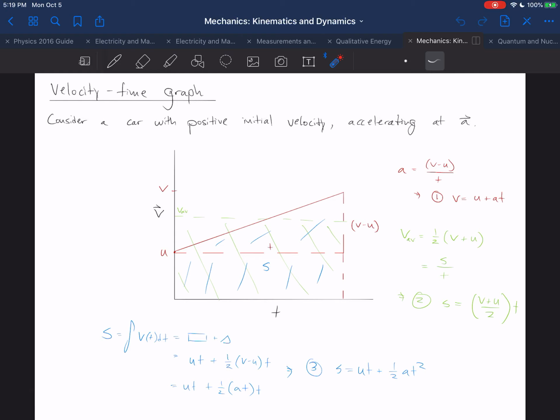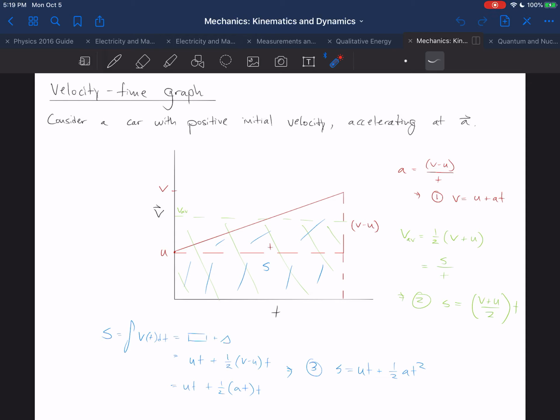So I want you to consider a car with a positive initial velocity accelerating at constant acceleration a. Notice this is exactly like our last velocity time graph example. And what we're going to do is use the velocity time graph to derive the equations. So in this velocity time graph, I've annotated it here.